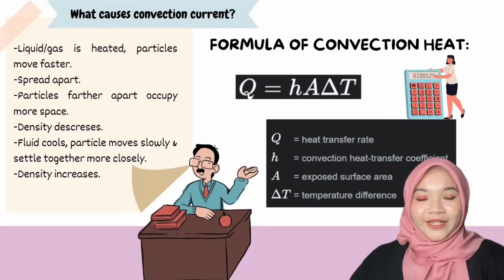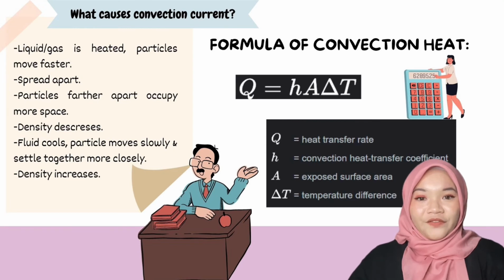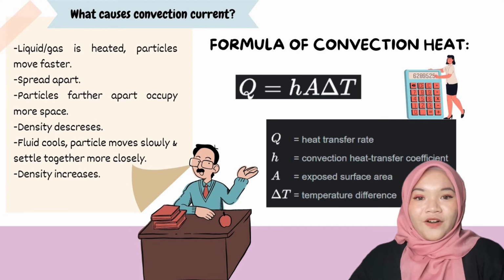Convection current is caused when a liquid or gas is heated. The particles move faster. As the particles move faster, they spread apart. Because the particles of the heated fluid are farther apart, they occupy more space. The density decreases, but when a fluid cools, its particles move more slowly and settle together more closely. As the fluid becomes cooler, its density increases. The formula for convection heat is Q equals h A delta T. Q is the heat transfer, h is the convection heat transfer coefficient, A is the exposed surface area, and delta T is the temperature difference.